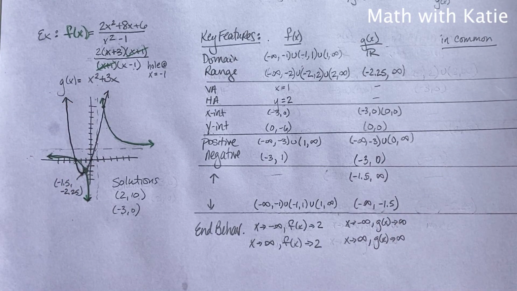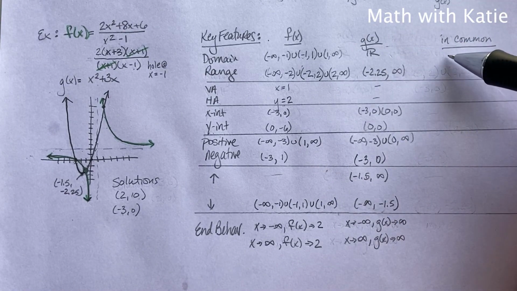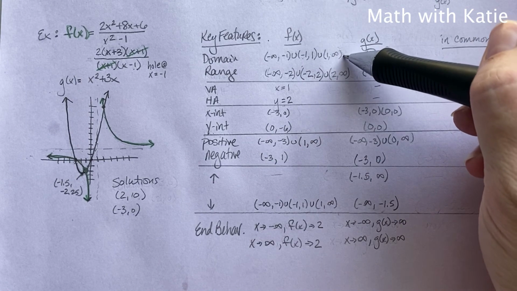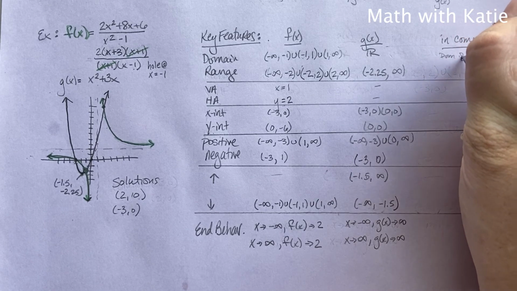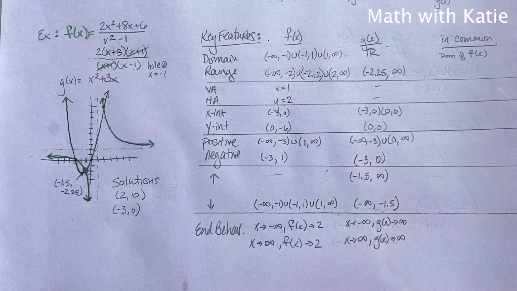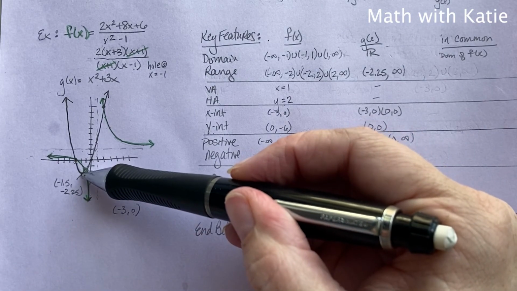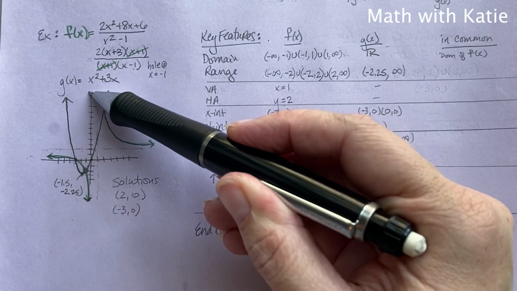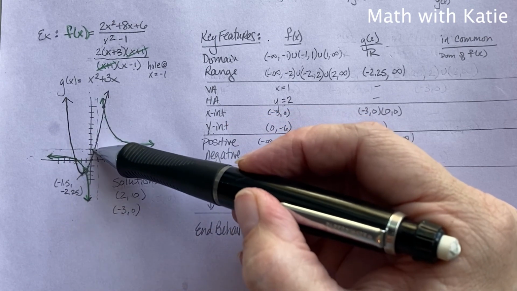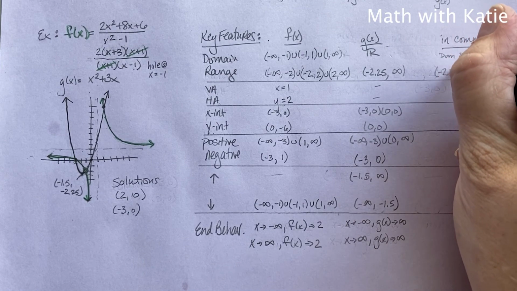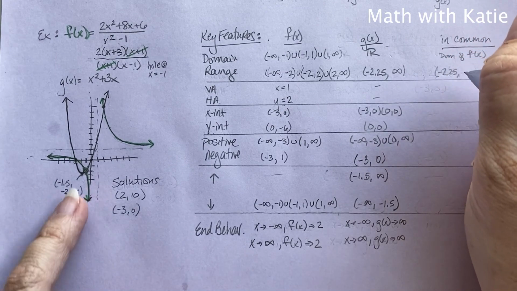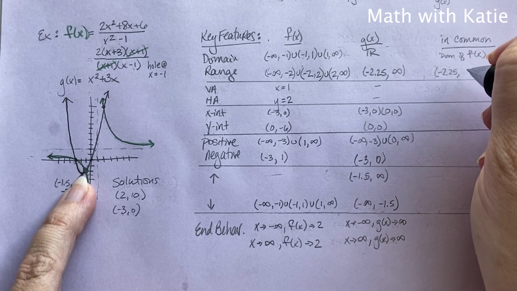All right, what do they have in common? Across the domain, what they have in common is the domain of f of x. So instead of rewriting all that, I'm just going to put domain of f of x. And what about our range? The range that they have in common is from this point on, minus the hole and the horizontal asymptote. So it's going to be negative 2.25 to the hole of negative 1.